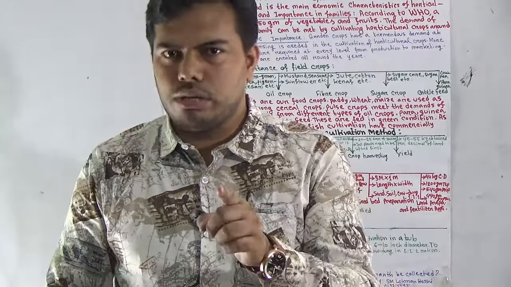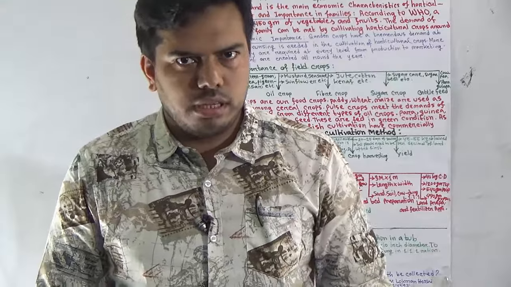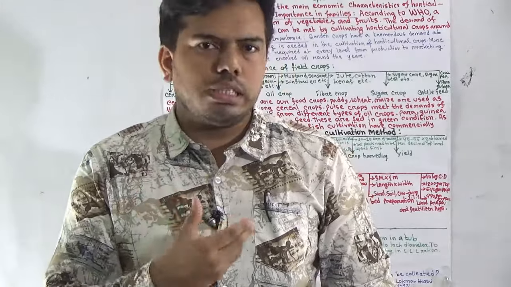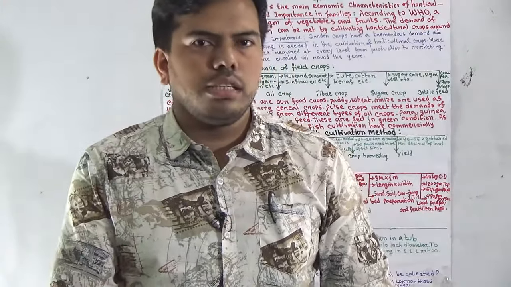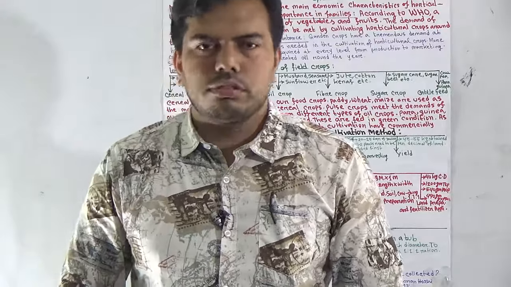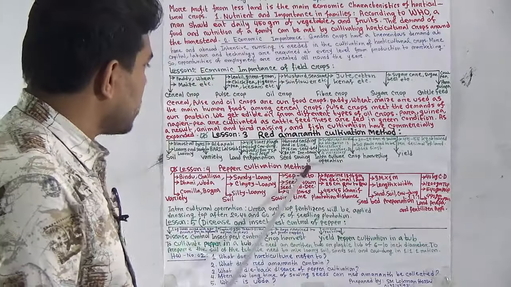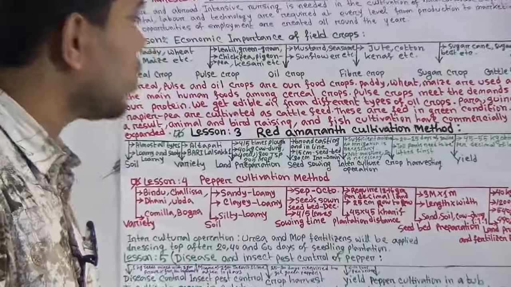At least you should plow more than 4 or 5 times. Then the soil would be loose and you can easily sow the seed of red amaranth. Okay, next one is seed sowing.